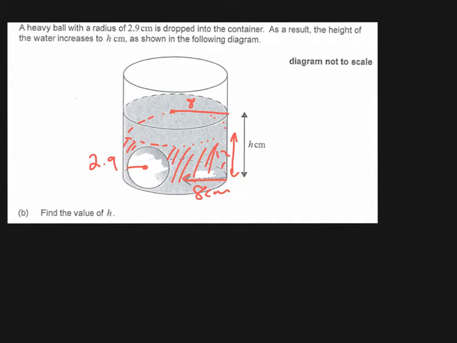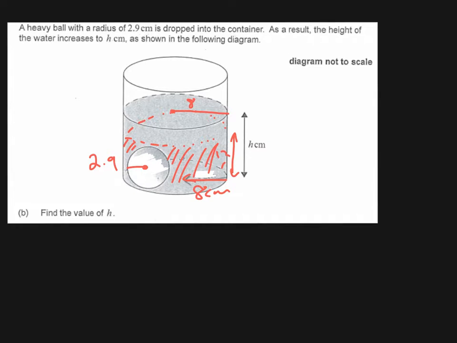Before we tackle the maths behind part B, it's important here to try and figure out what is actually going on. So we have got a heavy ball with a radius of 2.9 centimeters, which is dropped into the container. So you want to think about what's going to happen. Effectively, this sphere is going to be dropped into the water, and what's going to happen, therefore, is it's going to displace an amount of water which is equal to the volume of the sphere.